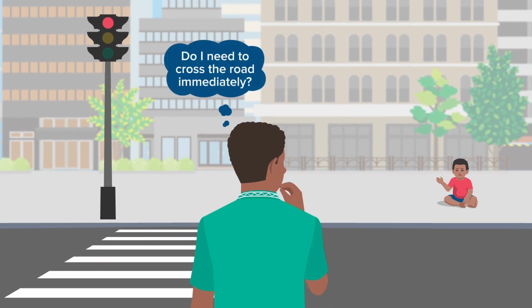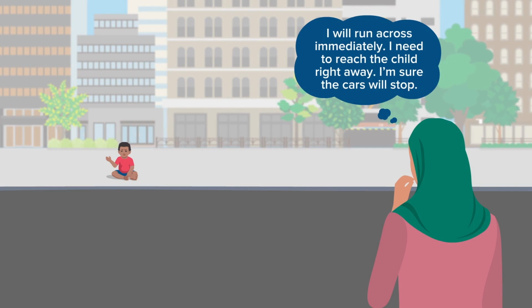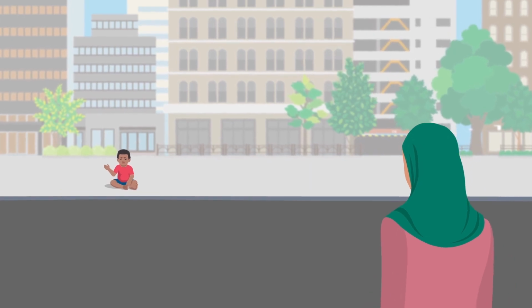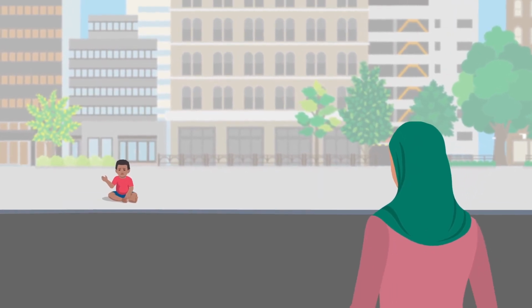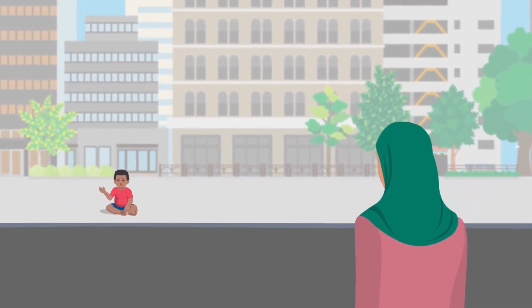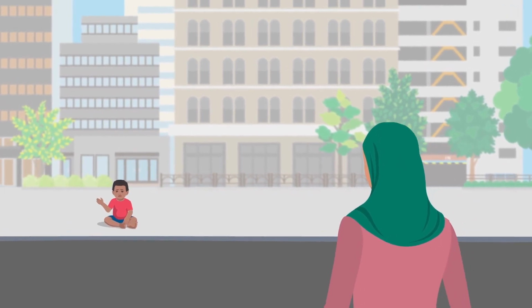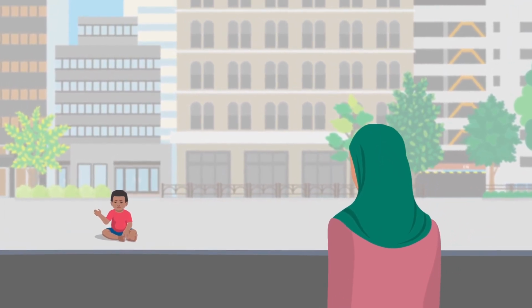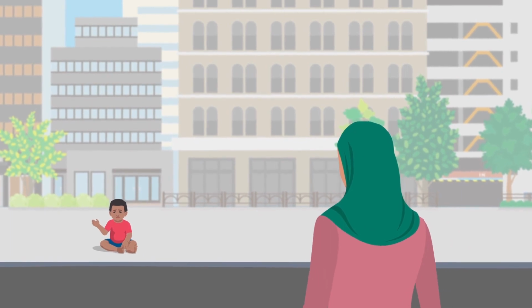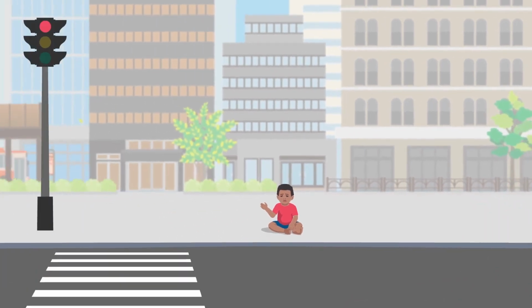Imagine you see a child asking for help on the opposite sidewalk. People would react differently based on their own risk appetite. Someone may run across the road immediately, rushing to reach the child. In this case, they have a high risk appetite. If all goes well, they will reach the child quickly. But if hit by a car, they may get hurt, not being able to do anything.